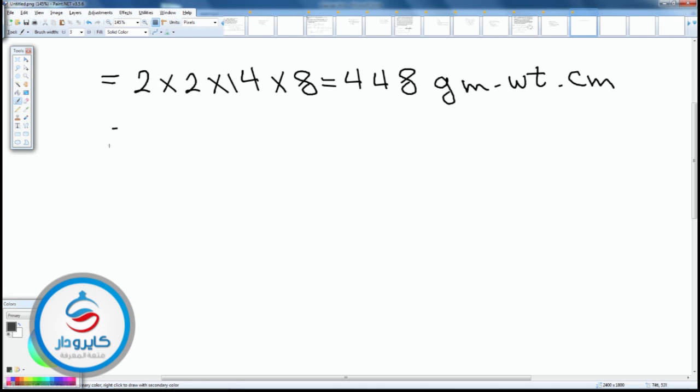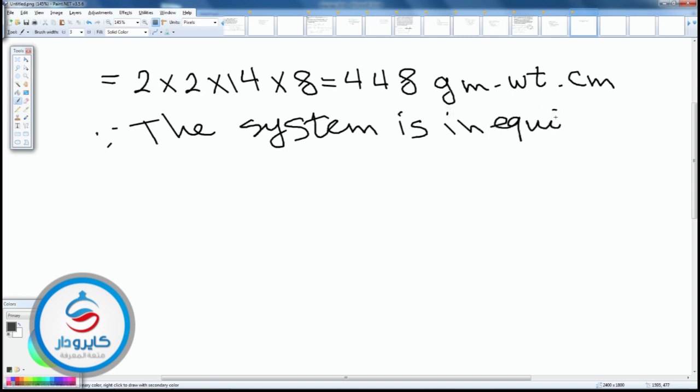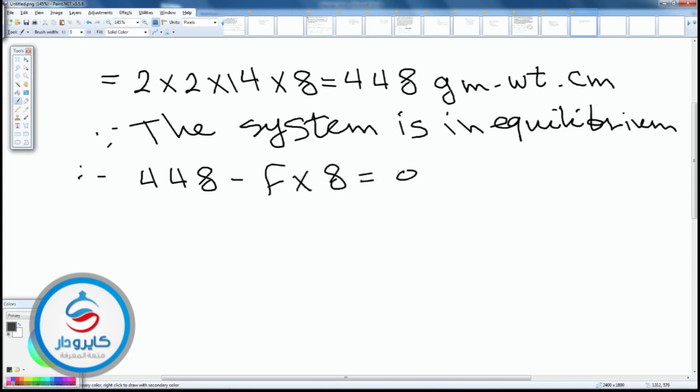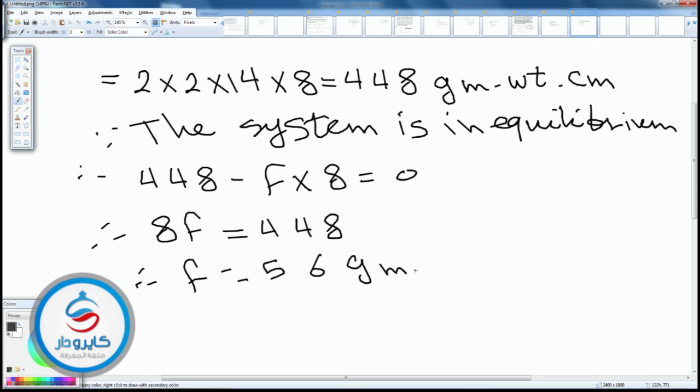Since the system is in equilibrium, therefore 448 minus F by 8 equals 0. Therefore 8F equals 448. Therefore F equals 56 gram weight.